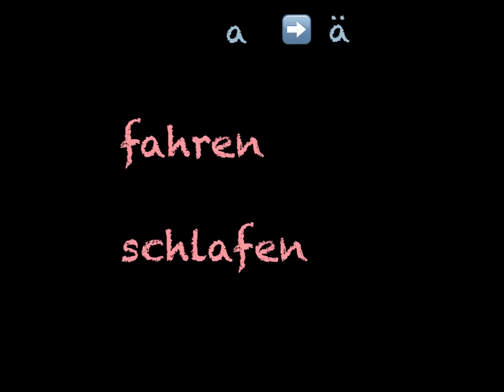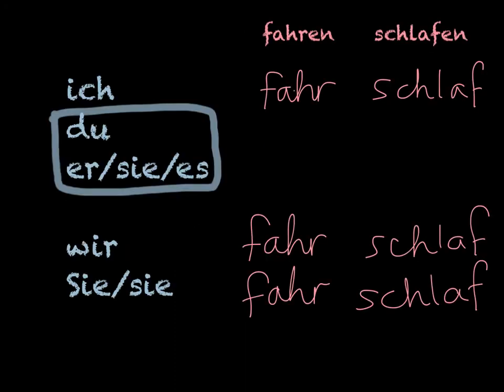So, the first group we're going to look at is where there is a stem change from an A to an E sound. And the two verbs I've selected for this purpose are fahren and schlafen. So, here we have it. We have the pronouns down the left-hand side, ich, du, sie, es, and wir, sie. And on the right-hand side, I have already reduced my infinitive to its stem. So, fahren at the top has become fahr.